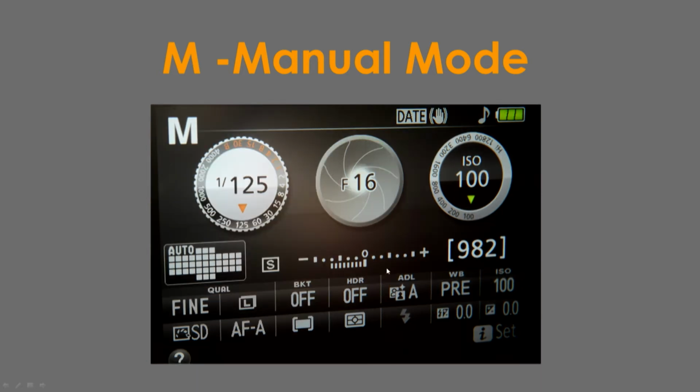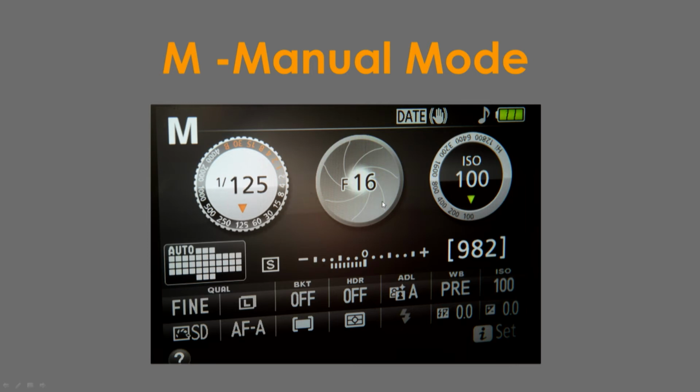Now, I move to 1 by 125. 1 by 60th at f16 was the right exposure. So, 1 by 125th is giving me an underexposure. I have to correct this. I will have to open up my aperture to f11 to get the right exposure again.